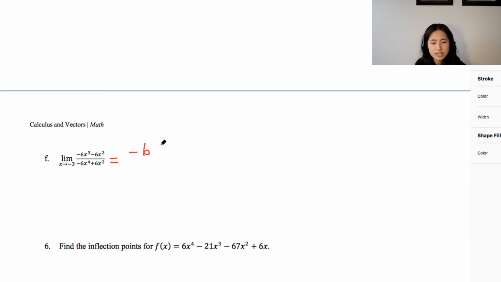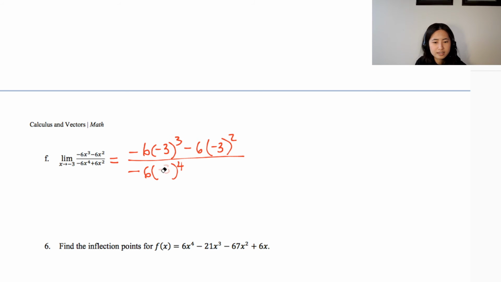Okay, so you have negative 6 times negative 3 cubed minus 6 times negative 3 squared. So this is just direct substitution. You're not going to factor the highest power of x. And you have negative 6 times negative 3 raised to the power of 4 plus 6 times negative 3 squared. So this is what you do first, because you don't really know if this is indeterminate since you haven't factored it.